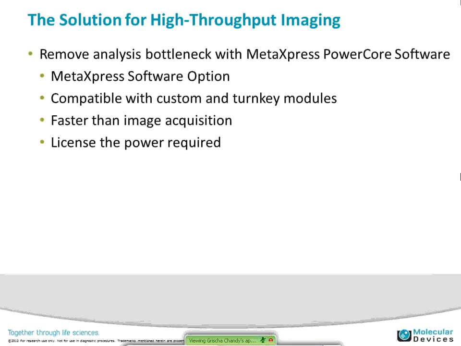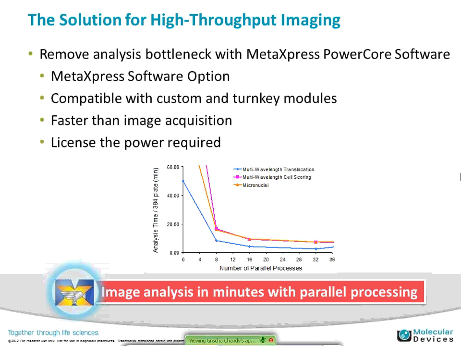So it's not just about running that across a single plate. You now need to run this across many plates. There can be an analysis bottleneck with many of the HCS products. So there's a MetaXpress software option that is compatible with custom and turnkey modules. The goal is to drive analysis to be faster than image acquisition, and you just need the license of power that you need. Here's a graph of analysis time against the number of parallel processes being run, and somewhere between 4 and 16 cores, you're significantly faster than acquisition, and you can keep up with that. So this tool is MetaXpress PowerCore, and it helps with that screening workflow.